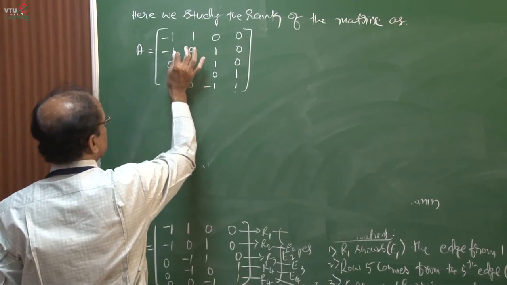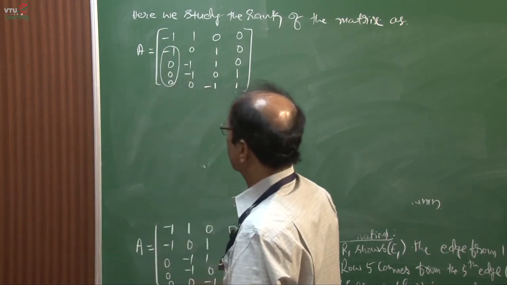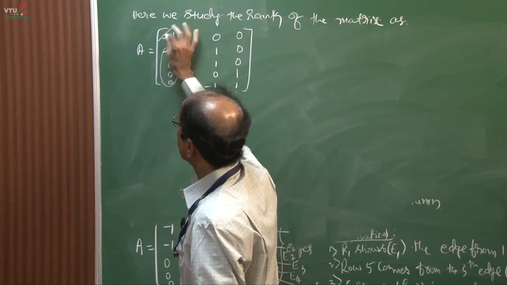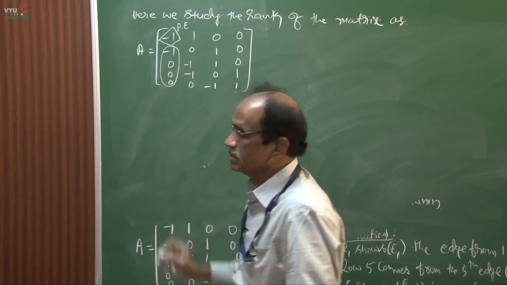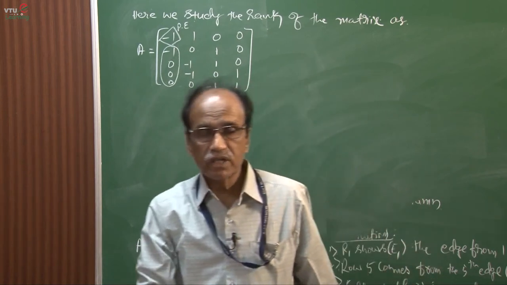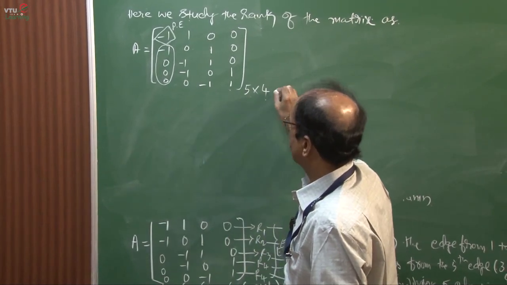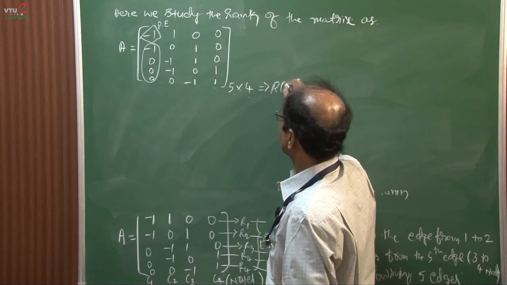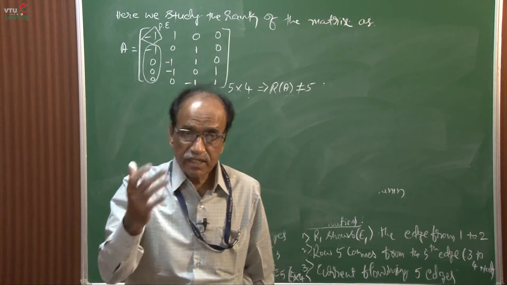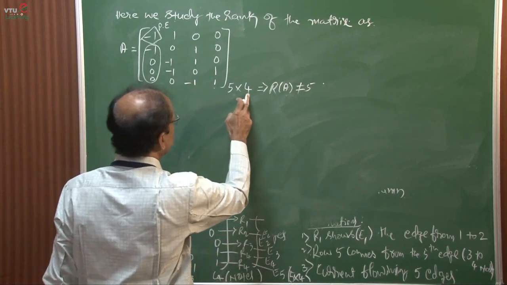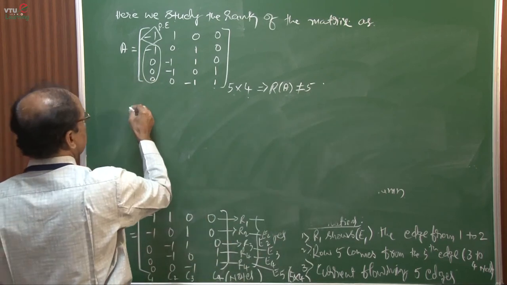So these four values are to be converted to 0. First you have to observe what the pivotal element is. So this is the pivotal element, and these four numbers are to be converted to 0. Anyway, it is a 5x4 matrix. A 5x4 matrix implies the rank of A is not equal to 5. It must be noted, because the higher number will not be equal, only the lower number you can take. That means rank of A is not equal to 5. Then let us check this.